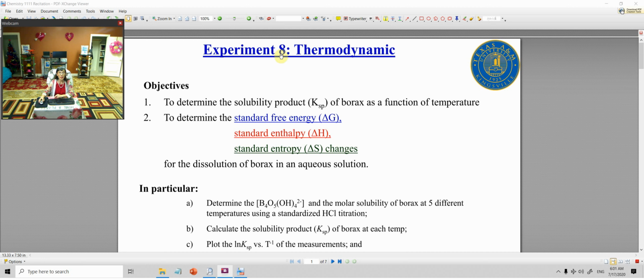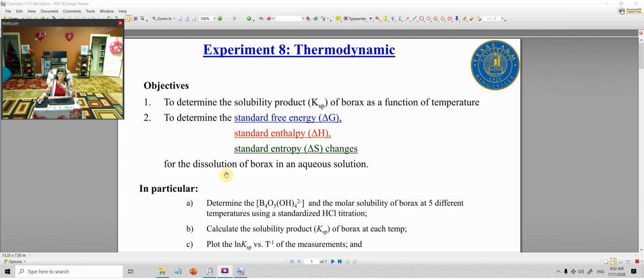So this lab, number 8, will discuss thermodynamics. You're going to have different goals, so 2 objectives, essentially speaking. Students will determine the solubility product, Ksp, of borax as a function of different temperatures. The second one, students will determine the standard Gibbs free energy change, delta G, standard enthalpy change, delta H, and standard entropy change, delta S.